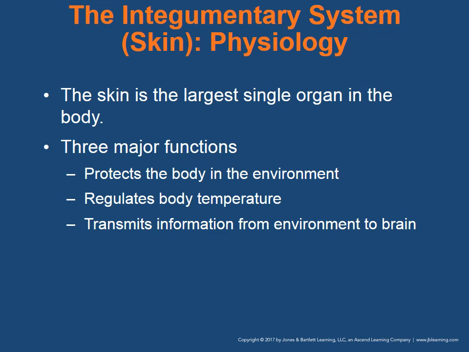So the integumentary system physiology. The skin is the largest single organ in the body. It's considered an organ. Three major functions. It protects the body in the environment. It helps regulate body temperature and transmits information from the environment to the brain with those sensory nerves. So the skin is really important, but at the same time, in your body's self-preservation, if it starts going into shock or a hypoperfused state where it has to choose, the skin is able to go longer periods of time without oxygenation. So it'll shunt blood away more towards your core and away from your periphery.